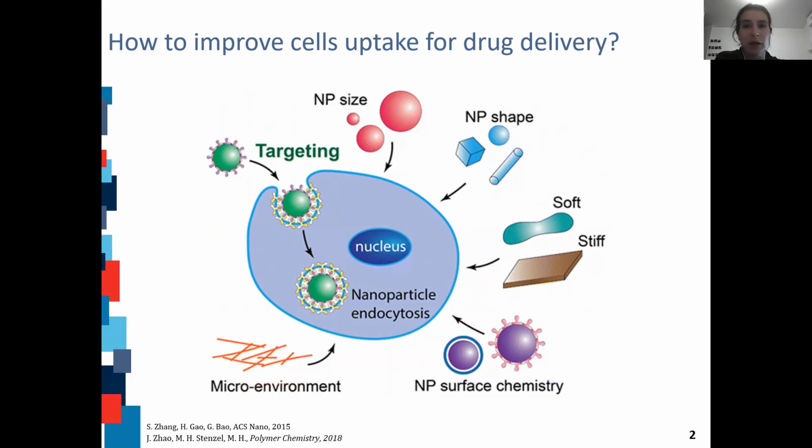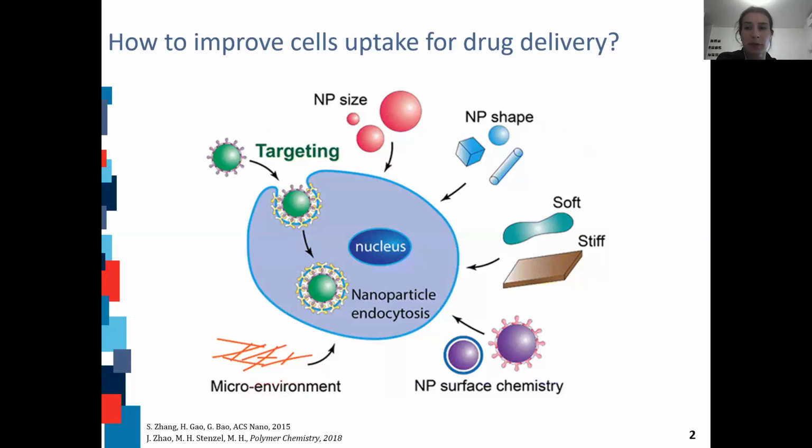There are different parameters we can play on, and they are represented here. There's first the size of the nanoparticle, their shape, their mechanical properties, the stiffness, and it's what we will especially focus on today. The nature of the external layer of the nanoparticle is also important because it will allow interaction or avoid interaction with other molecules and the environment. And the last one is what is called here microenvironment. It's when the nanoparticle has the ability to change its behavior under stimuli.